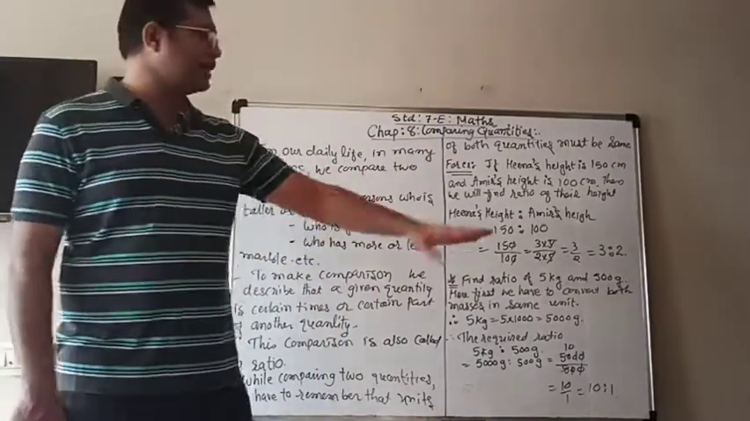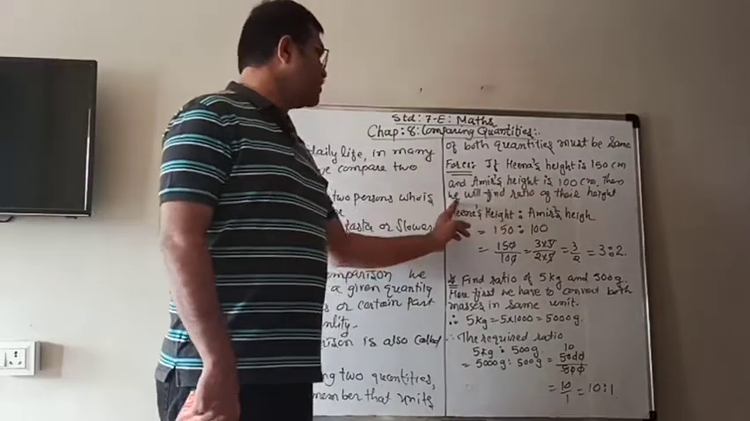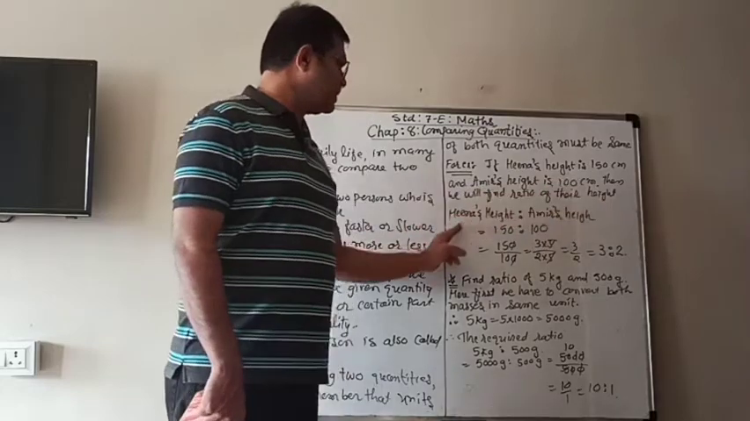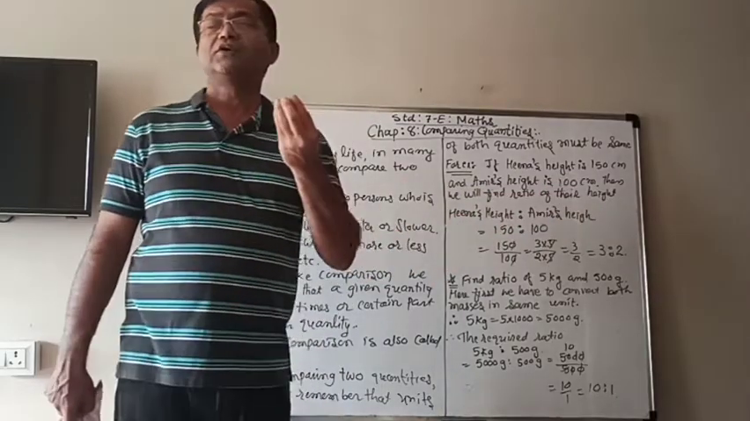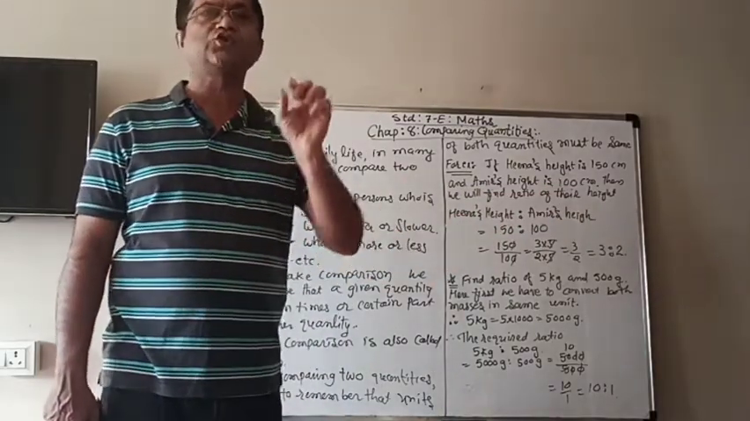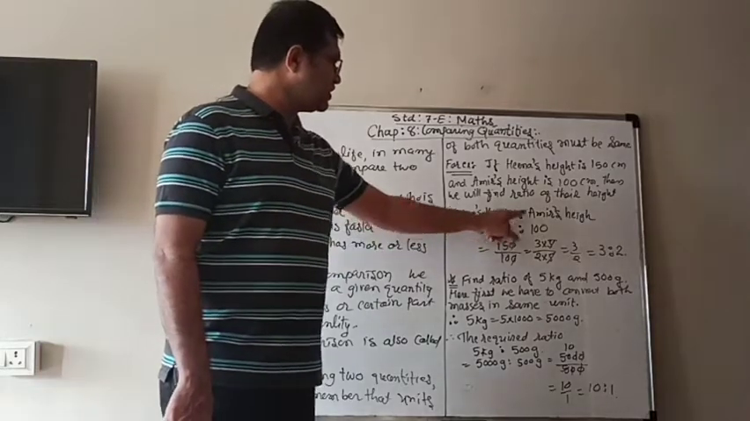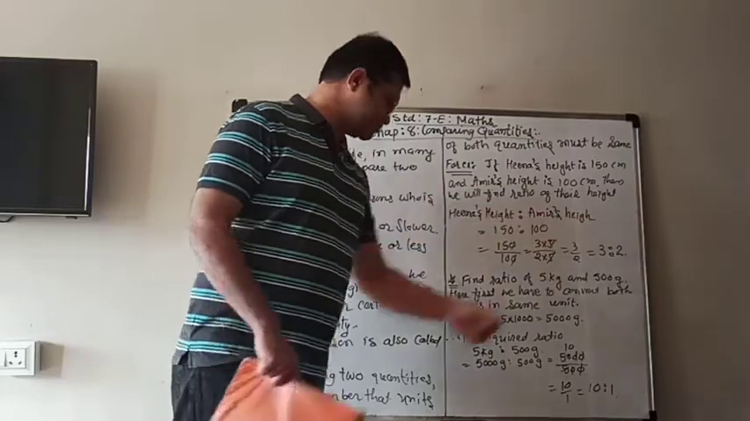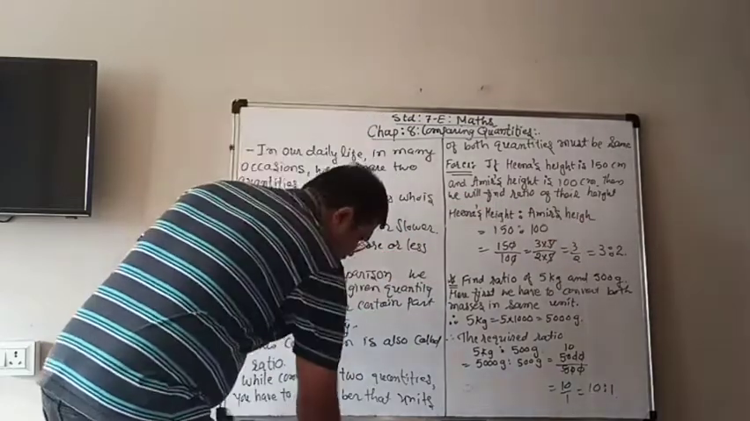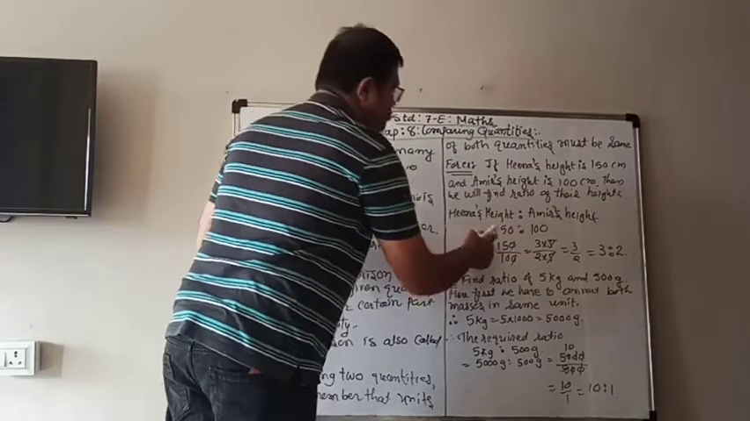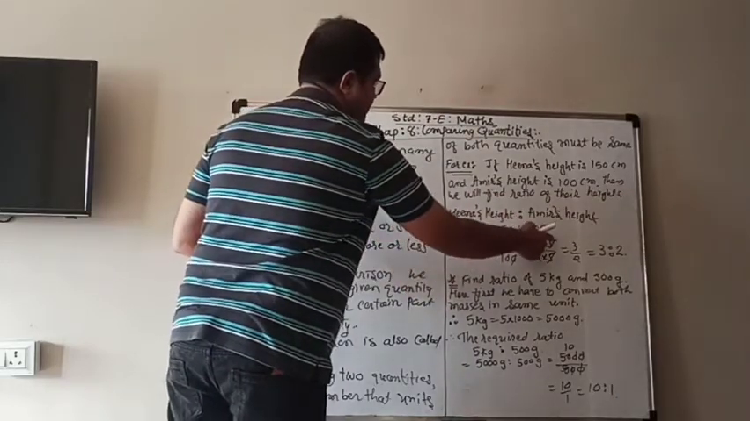So you can easily compare them by ratio. Then we will find a ratio of their height. When you use ratio, you put two dots and it is read as "is to". So Hina's height is to Amir's height, which is equal to 150 is to 100.